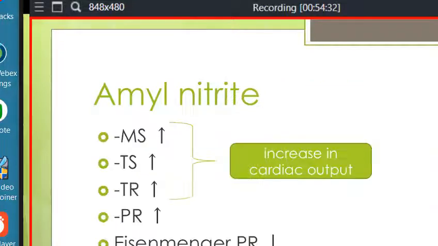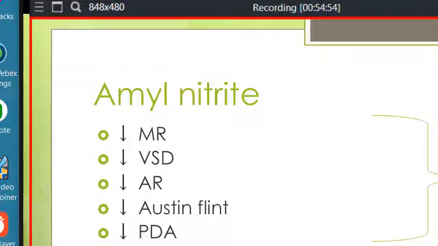And amyl nitrite causes an increase in the cardiac output, and this causes the mitral stenotic murmur, the tricuspid stenotic murmur, and the tricuspid regurgitation murmur to increase in intensity. The pulmonary regurgitation murmur is also increased, and the Graham Steell pulmonary regurgitation murmur is decreased when you inhale amyl nitrite.